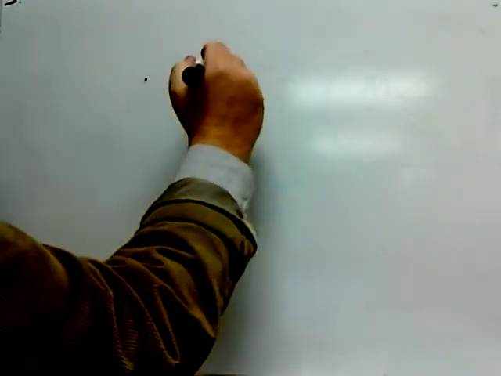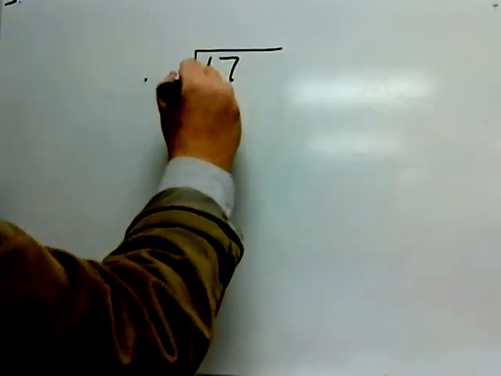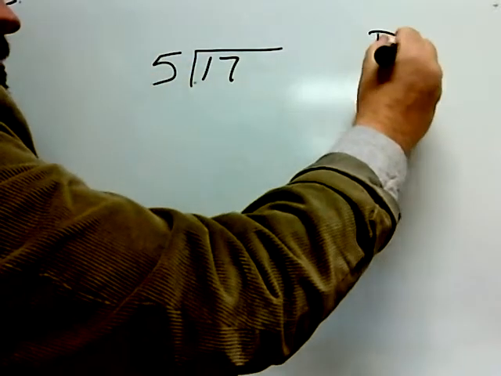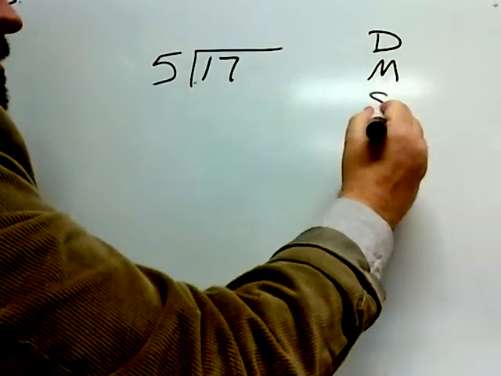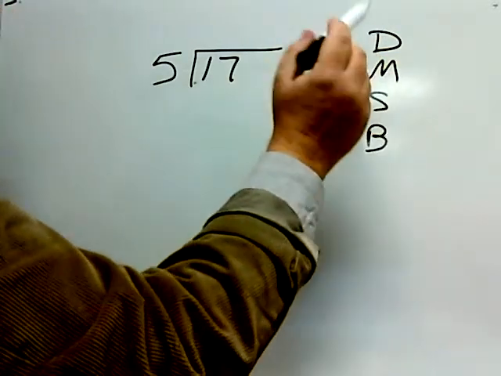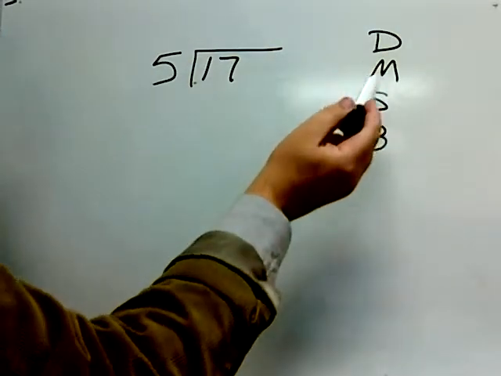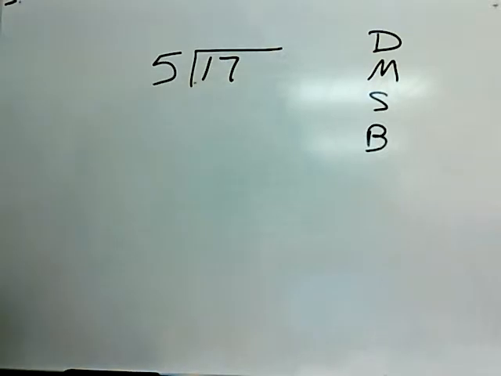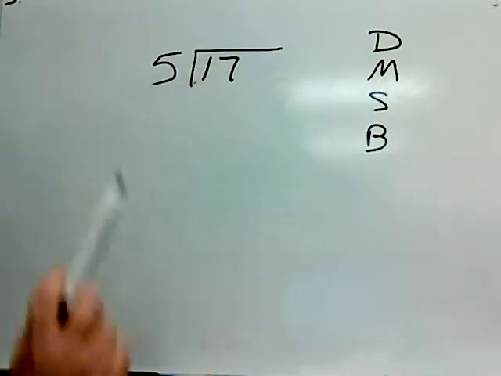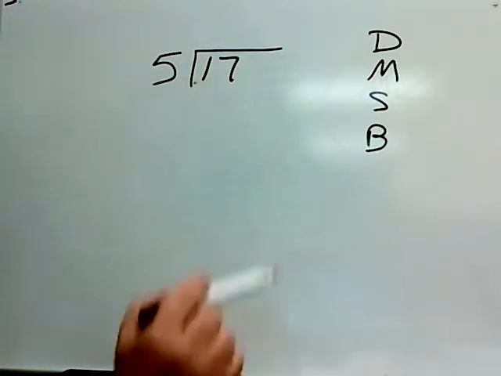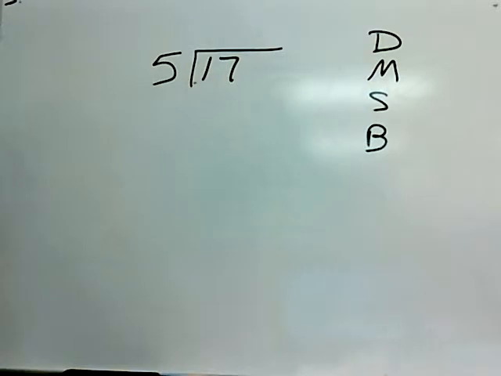Let's try another one. What if we have 17 and we divide it by 5? To remember my steps, I'll go D, M, S, B: divide, multiply, subtract, bring down. To help us remember once again, dead mice smell bad. Now, scholars, go ahead and hit pause on this video and try the first round. Divide, multiply, subtract, and then you won't be able to bring down. But go ahead and try it.